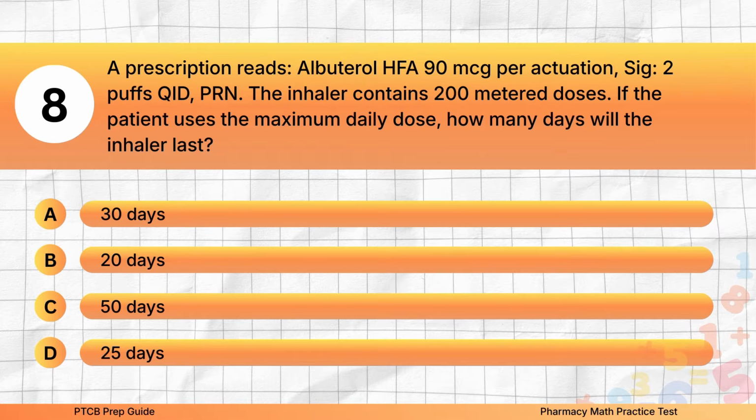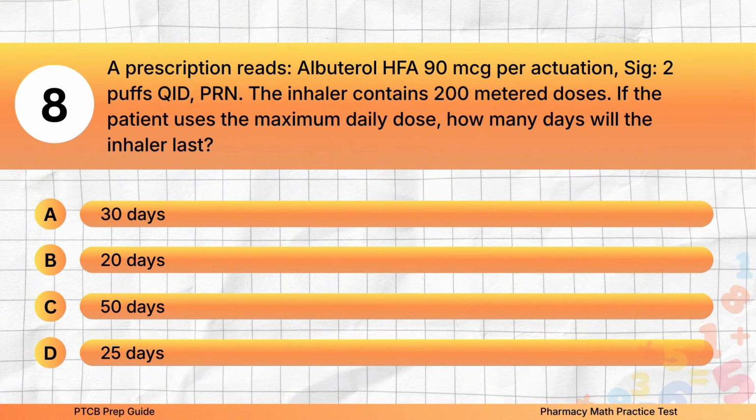Question number 8 asks about days supply for an inhaler. A prescription reads, albuterol HFA 90 micrograms per actuation, SIG, 2 puffs QID, PRN. The inhaler contains 200 metered doses. If the patient uses the maximum daily dose, how many days will the inhaler last? Is it A, 30 days, B, 20 days, C, 50 days, or D, 25 days?